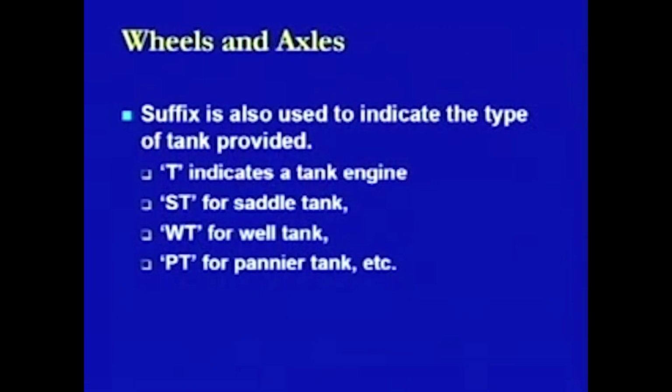Now steam locomotives require a certain storage area or tank where the coal can be stored, because this is the prime requirement for the movement of steam locomotives. In such cases, a suffix is also used to indicate the type of tank which is provided on the steam engine. In case a tank engine is provided, it is indicated using the alphabet T. If it is a saddle tank, then it is denoted as ST. If it is a well tank, then it is denoted as WT, and if it is a pannier tank, then it is denoted as PT. Likewise, there are other cases too.